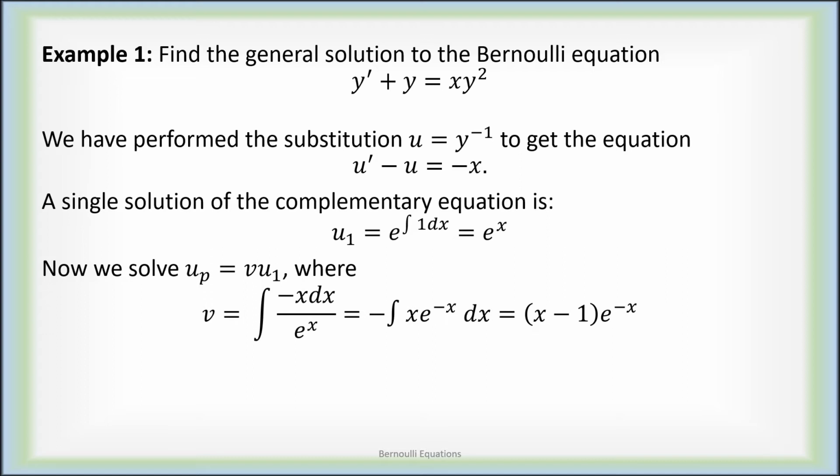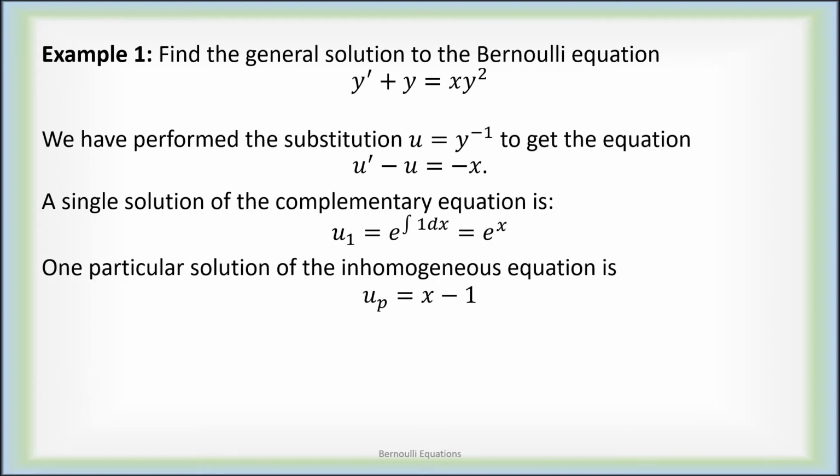In our equation, f of x is negative x, and u sub 1 was e to the x. Factoring the minus sign out in front and bringing the e to the x into the numerator with a negative exponent, we have a fairly typical looking power of x times exponential. We integrate that fairly quickly, and it's just x minus 1 times e to the minus x. So we have found a particular solution: x minus 1 times e to the minus x, times our existing solution e to the x. Notice I now have an e to the x times e to the minus x. Those cancel out. So one particular solution is just given by x minus 1.